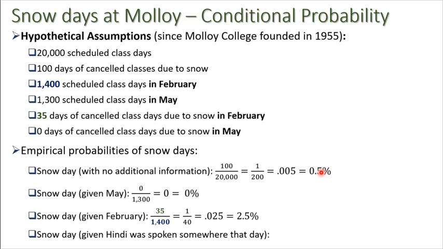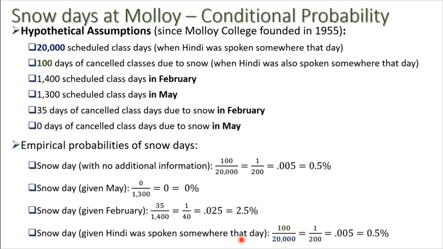Now we could consider one more conditional probability, and that's that Hindi was spoken somewhere that day. In this case, Hindi would be spoken somewhere every day of those 20,000 scheduled class days. So this is really not going to affect the probability at all. We would say, okay, how many of the days were snow days when Hindi was also spoken somewhere, divided by the total number of class days where Hindi was spoken. So we would again get the same probability of 100 over 20,000, which is that 0.5%.